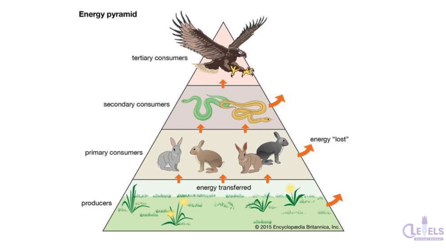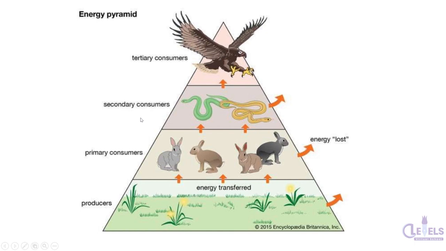Another way of classifying organisms is how they get energy or how they consume food. This is the energy pyramid. So organisms that produce their own food are the producers. They make their own food and then they eat that food by themselves or give it to others as well. Primary consumers are the organisms that take the food that is made by the producers. So primary consumers consume the producers.